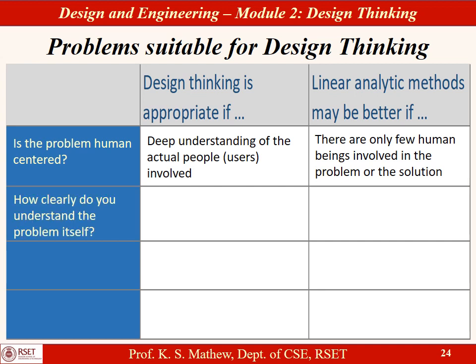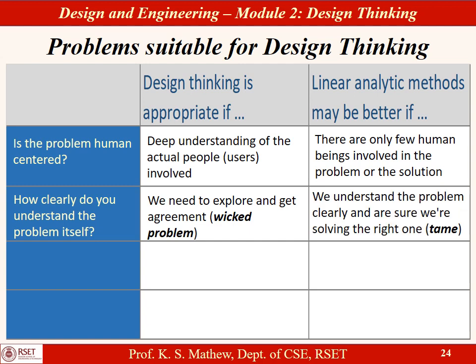How clearly do you understand the problem? Is the problem clear for you, or is it not very clear for you? If the problem is not clear for you, we need to explore and get the agreement on the problem. Then you can use design thinking. So wicked problem, where you don't know the reason, you don't know the clear-cut solution for the problem. In that case, we can apply design thinking. If you understand the problem very clearly and are sure about the solution, then it is a tame problem. You can use normal analytical problem solving approaches.